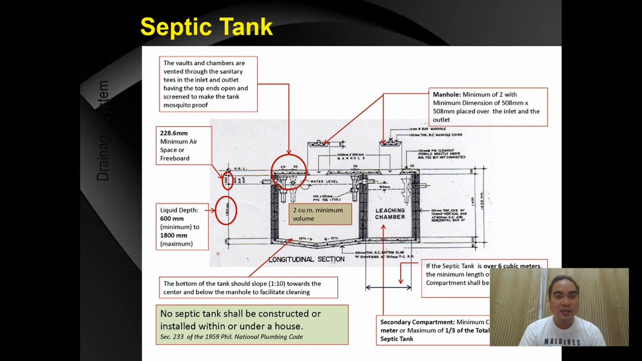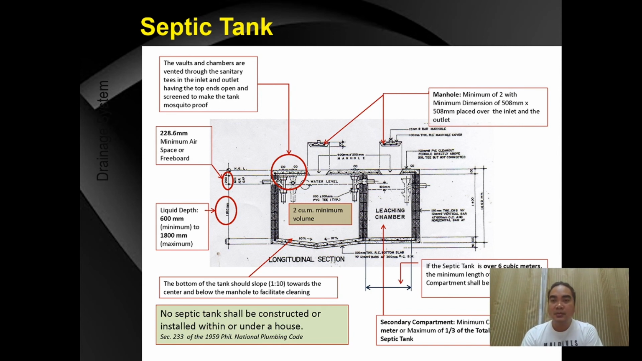228.6 mm minimum air space or freeboard. Liquid depth, 600 mm minimum to 1,800 mm maximum. The bottom of the tank should slope 1:10 towards the center below the manhole to facilitate cleaning. No septic tank shall be constructed or installed within or under a house. This is under Section 233 of the 1959 Philippine National Plumbing Code.